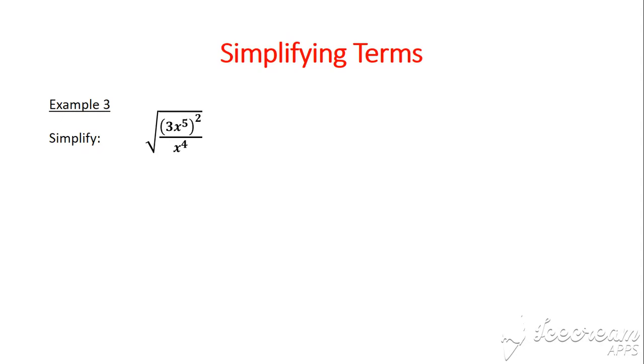And finally, we'll look at example 3, a little tricky one. We're taking the square root of, inside brackets, 3x to the power of 5 all squared, all divided by x to the power of 4. Now, the way I'm going to go through it is not the only way to solve and simplify this. It's the way I like to do it.